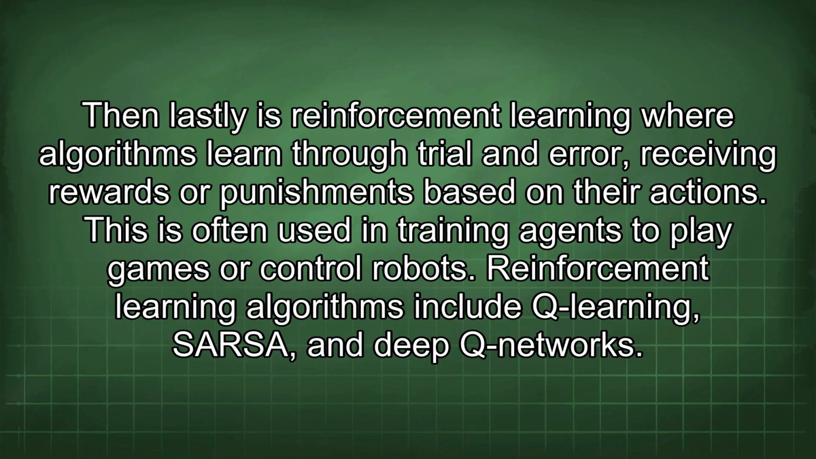Then lastly is reinforcement learning, where algorithms learn through trial and error, receiving rewards or punishments based on their actions. This is often used in training agents to play games or control robots. Reinforcement learning algorithms include Q-learning, SARSA, and Deep Q networks.